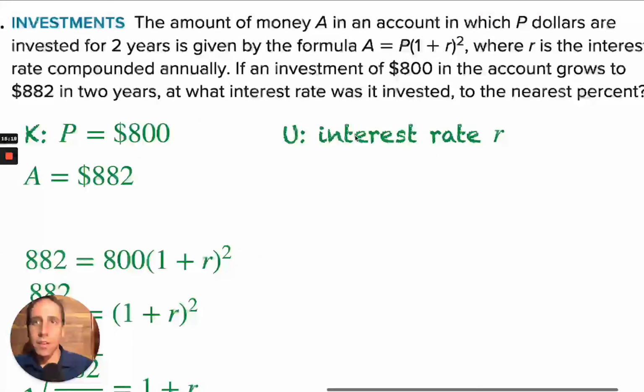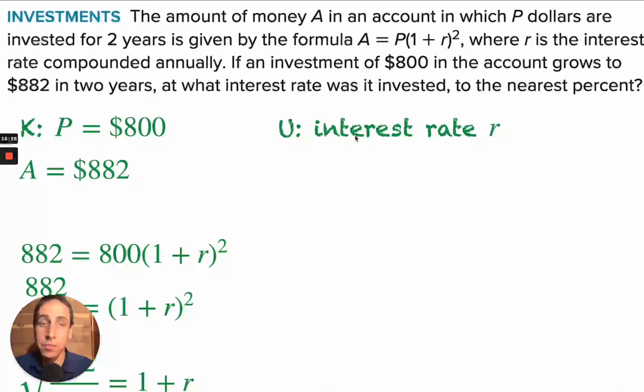Investments. The amount of money A in an account in which P dollars are invested for 2 years is given by the formula A is equal to P times (1 plus r) squared. The 2 years is right here. If it were 3 years, we'd see a 3 in the exponent, or for 10 years, a 10 in the exponent. But we're just going to say it's in there for 2 years. Now, r is the interest rate compounded annually.